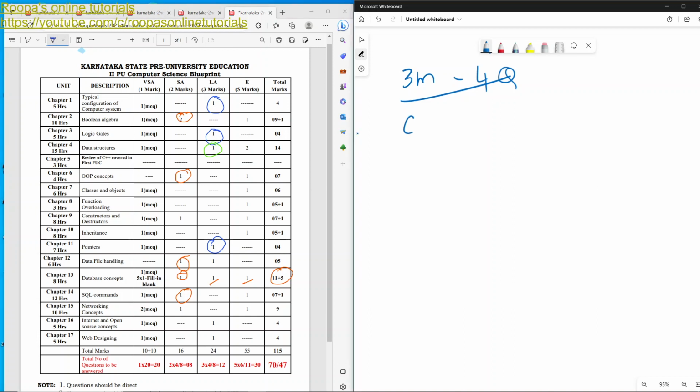You can easily learn chapter 1, which is a simple chapter. Chapter 3 is also quite simple. And then you have chapter 11, and chapter 12 again. If you observe here, it is there in 2 marks as well as 3 marks. So generally in chapter 12, data file handling, you have a question like what is the difference between ifstream and ofstream class. Now if it comes for 2 marks, you write 2 points. If it comes for 3 marks, you write 3 points.